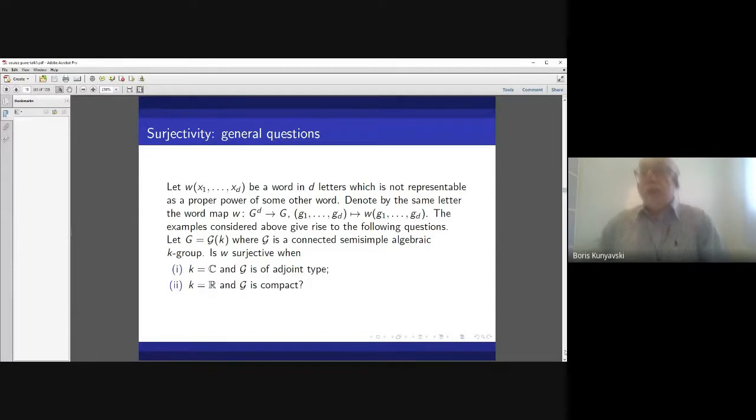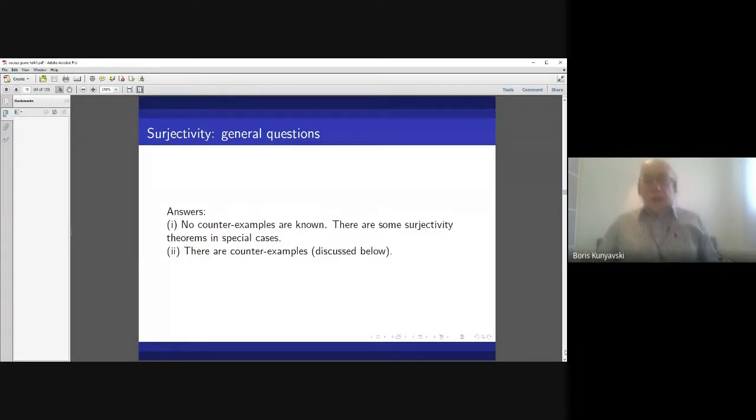We understood that this assumption is important because otherwise we immediately arrive at counterexamples. And the second type of questions of setup, we consider the field of real numbers, and we consider compact groups, and we ask the same questions. These questions look natural, look simple, but they are not. In fact, surprisingly, the first question is wide open. No counterexamples are known. There are some surjectivity theorems in special cases, which I will present later. But as I said, it's wide open even in the simple case PSL of 2, C.